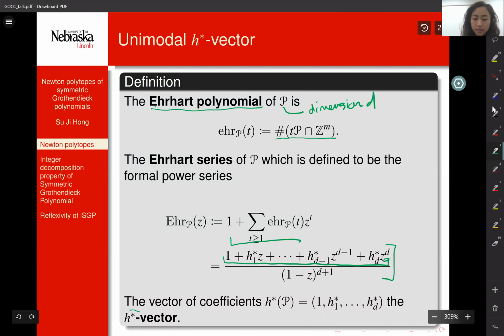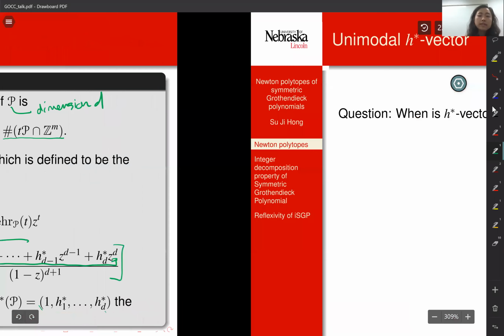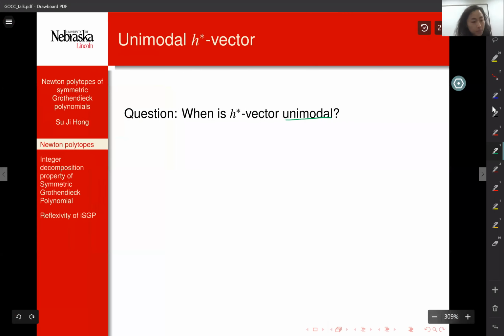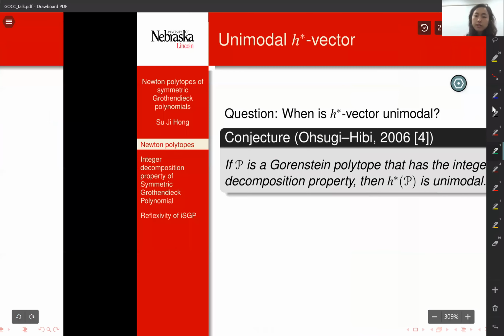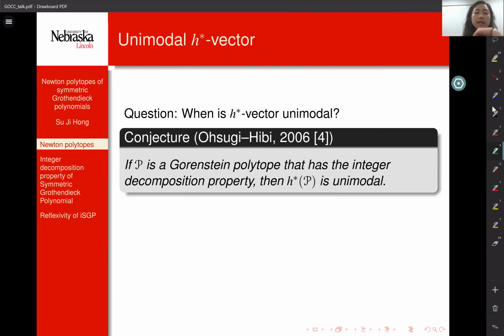And the vector with coefficients h_1^* all the way to h_d^* is called the h vector. One of the common questions people ask about this is, when is this going to be unimodal? There was one conjecture about this by Suzuki and Hibi. It says that if P is a Grothendieck polytope, which I will define later, that has the integer decomposition property, then this is going to be unimodal.